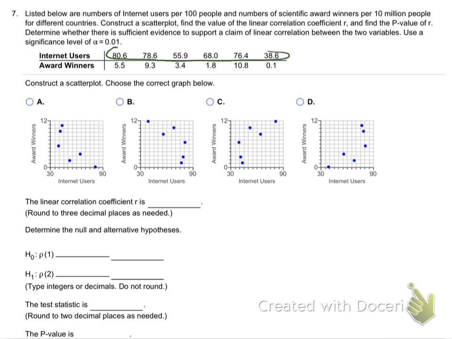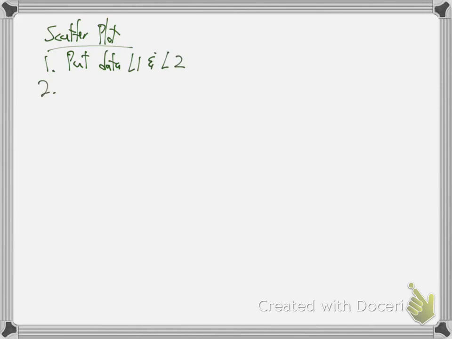So this is L1, and the bottom list will be L2. So just put it in. To get a scatter plot, put the data in L1 and L2. And then hit second, stat plot. That's the button in the very upper left corner, above the y equals. And then go in and turn plot 1 on.